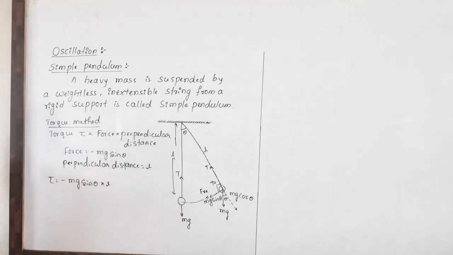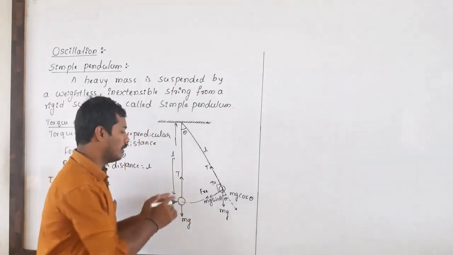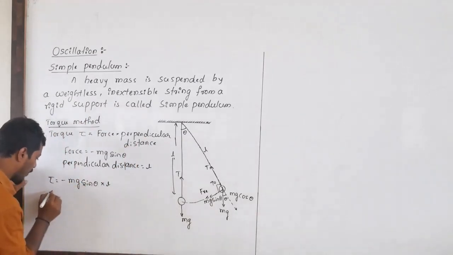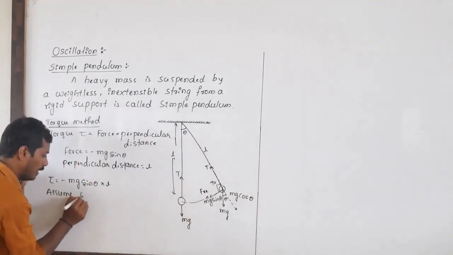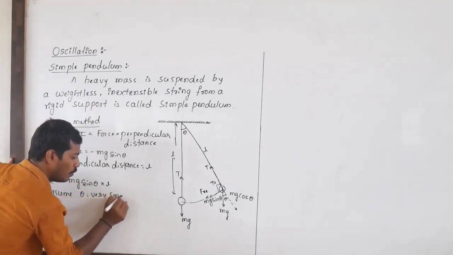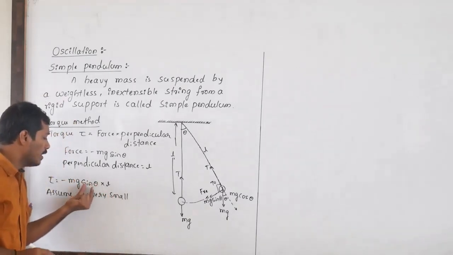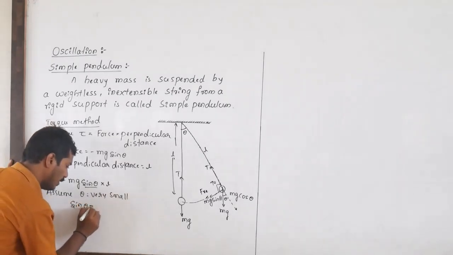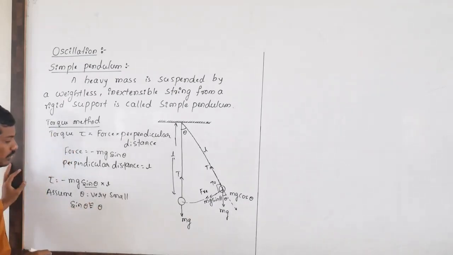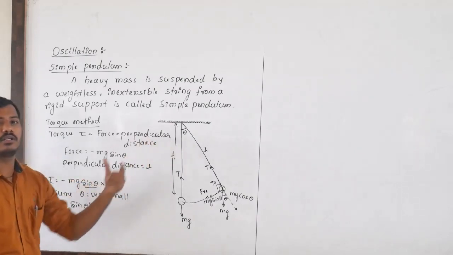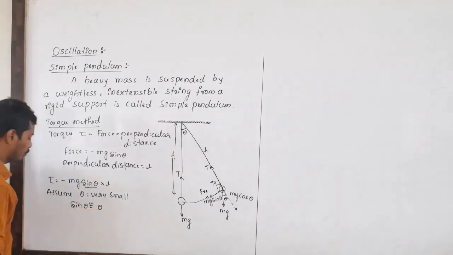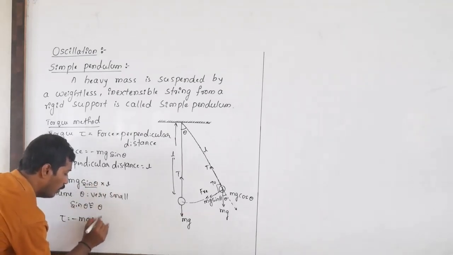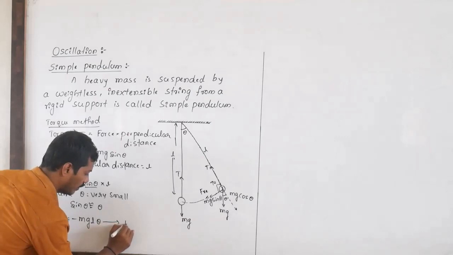But when it is oscillating continuously, consider theta to be a very small angle. By assumption, theta is very small. If theta is very small, according to the binomial theorem expansion of sine theta, it is nearly equal to theta, because the higher powers can be neglected. So sin theta equals theta, then torque is equal to minus of mgl into theta. Call it equation number 1.